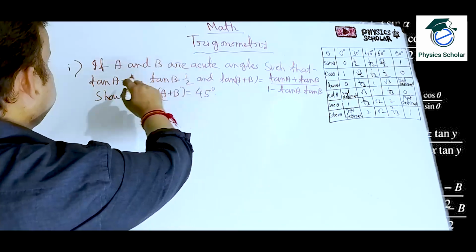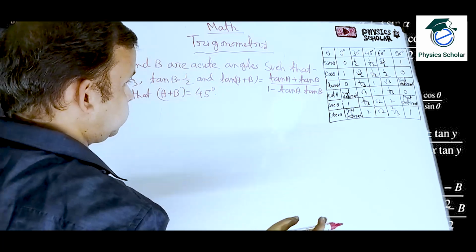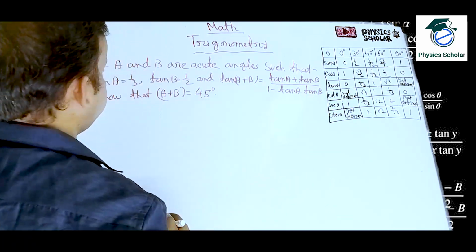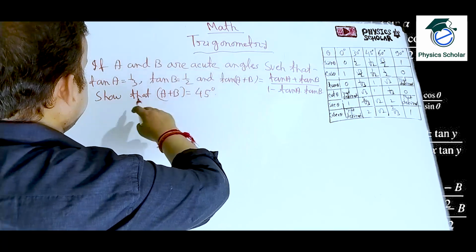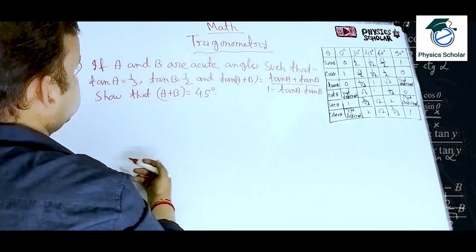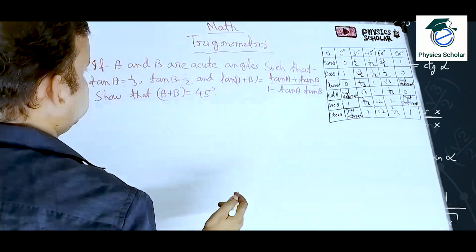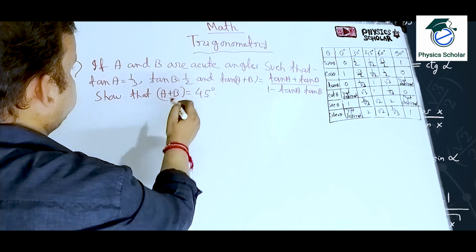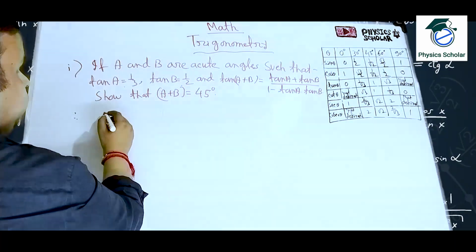Okay, students. So this is a sum: if a and b are the acute angles. Acute angles means the value of angle is less than 90 degree. Clear? So tan a is given and tan b is given. So we have to prove that the value of a plus b should be 45 degree. Clear?